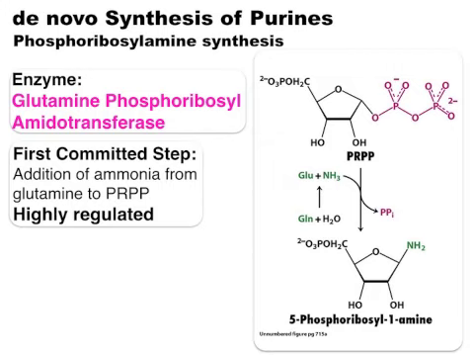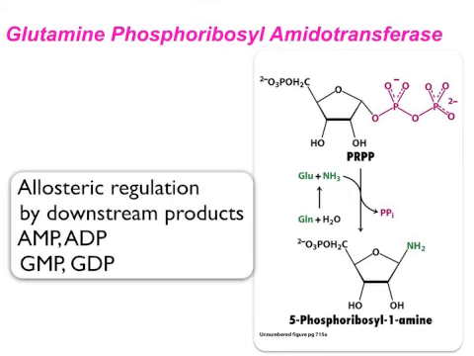This is the first committed step, and therefore it is highly regulated. This reaction, like many of the reactions in nucleotide synthesis, is regulated by downstream products. This enzyme is inhibited by AMP and ADP and by GMP and GDP.